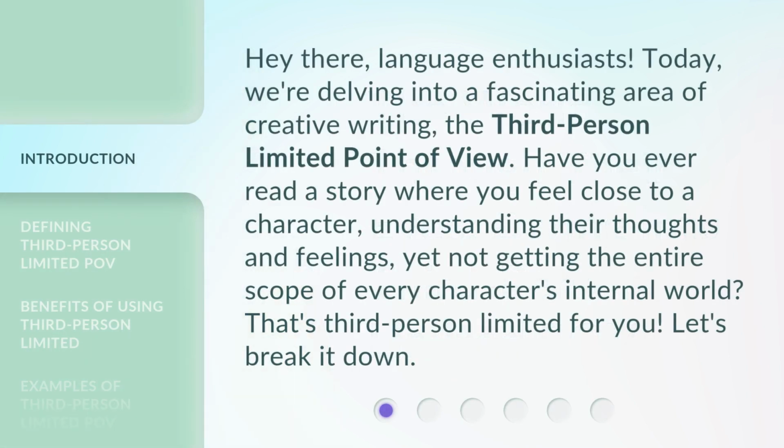Hey there, language enthusiasts! Today, we're delving into a fascinating area of creative writing, the third-person limited point of view. Have you ever read a story where you feel close to a character, understanding their thoughts and feelings, yet not getting the entire scope of every character's internal world? That's third-person limited for you. Let's break it down.